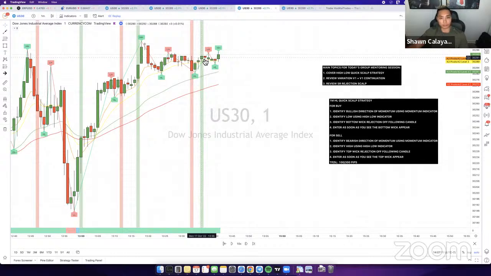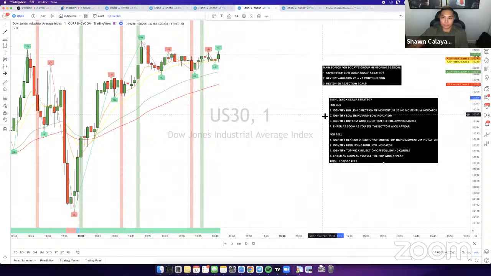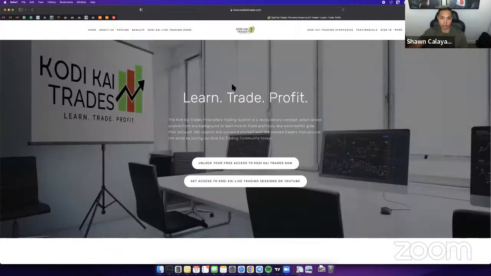In order to confirm the entry, we're going to be going down the requirements. The first requirement for a buy is to identify a bullish direction of momentum using the momentum indicator. We have a green buy signal right here. This is using the K2 momentum indicator. If you don't have the indicators and you want access to them, just go to the website, kodikaitrades.com, and you can get access to them there.